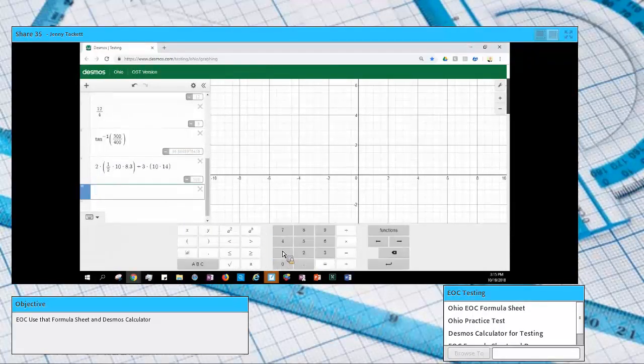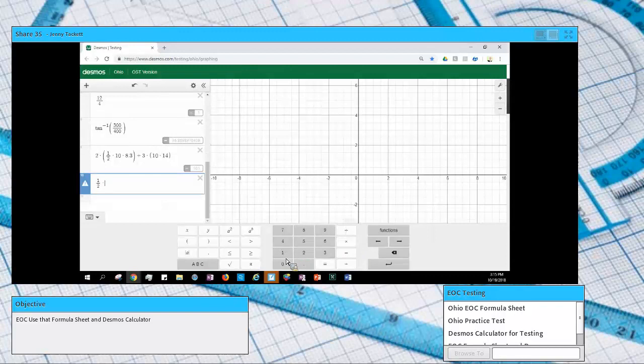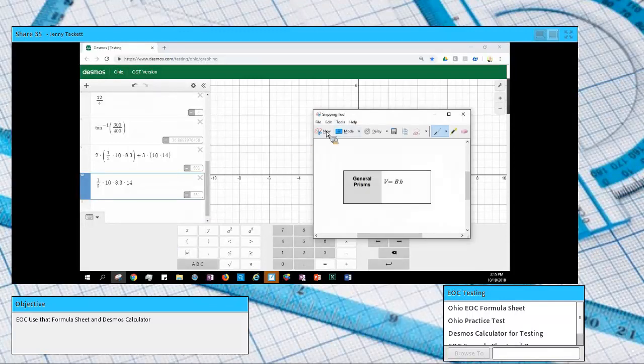So we're going to do 1 half times base of the triangle times the 8.3 height. Now that's the base, the big B, and then times the height, the distance between the two triangles, of 14, to get 581.